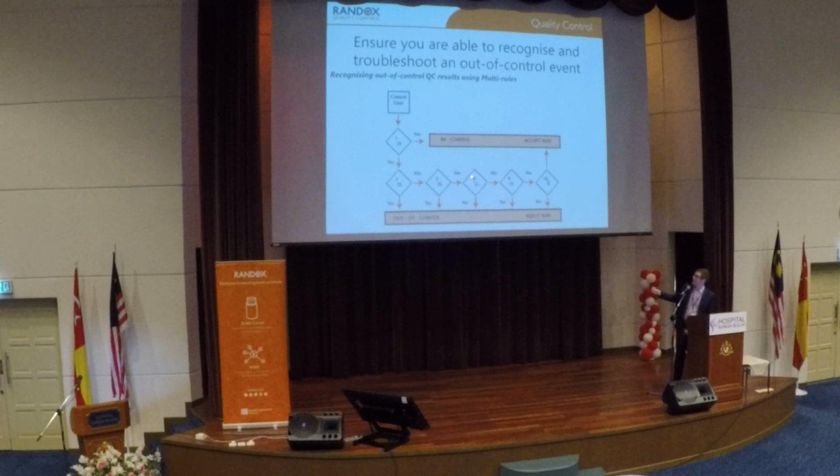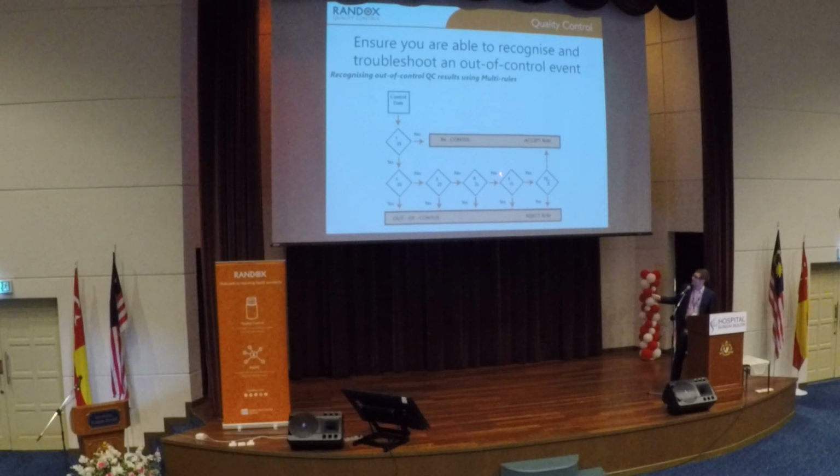We then have, this should actually be R4S. This is a slight typo on my part. What that means is, is the range between two QC points 4SD or greater? For instance, if you have one result that is plus 2SD and the next result is minus 2SD, that is a range of 4SD. That would show that you have some kind of issue going on. So if that's the case, obviously we reject. If not, we move on to 4 1S. That's where 4 consecutive QC results are outside 1SD. That would show you the beginnings of potentially a bias.